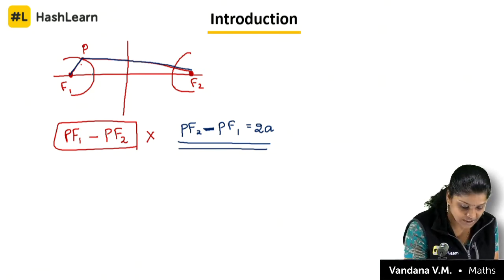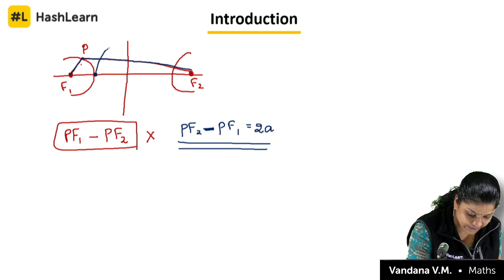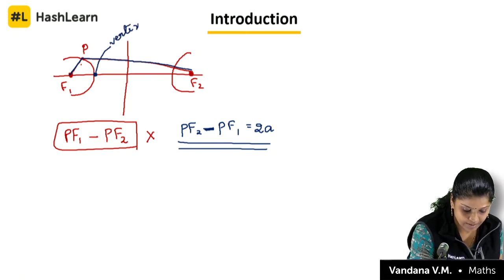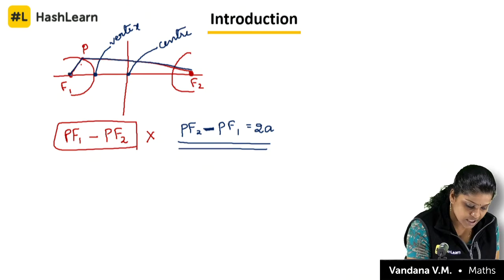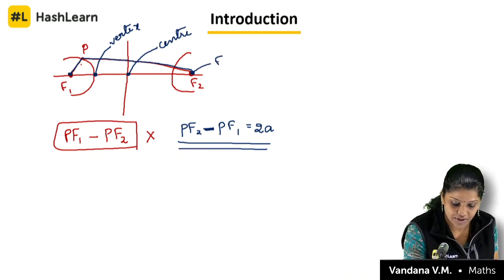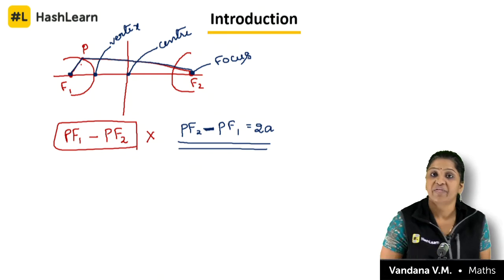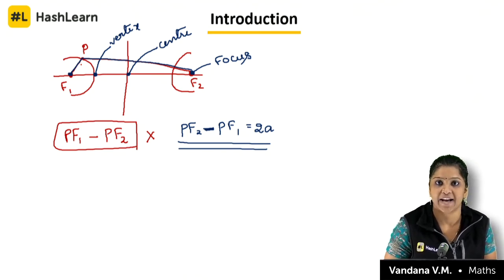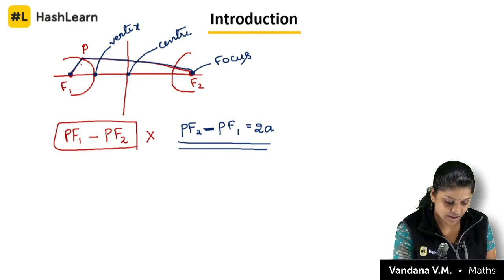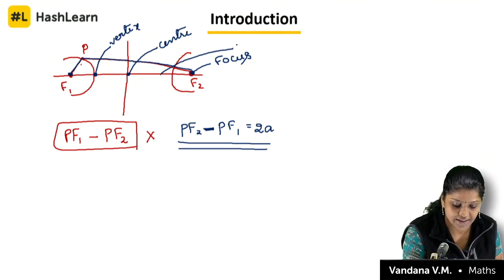Now see, children, this is called the vertex. This is called the center. And this is the focus. Where the focus is lying, in an ellipse we call it the major axis, but here we call it the transverse axis. So this x-axis is called the transverse axis.